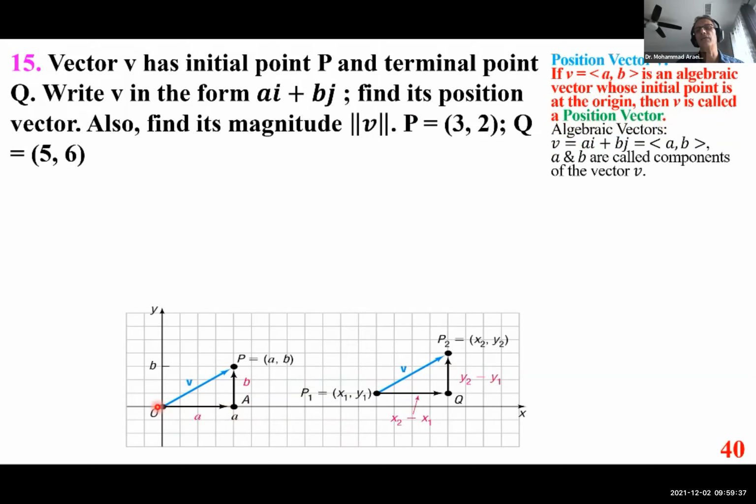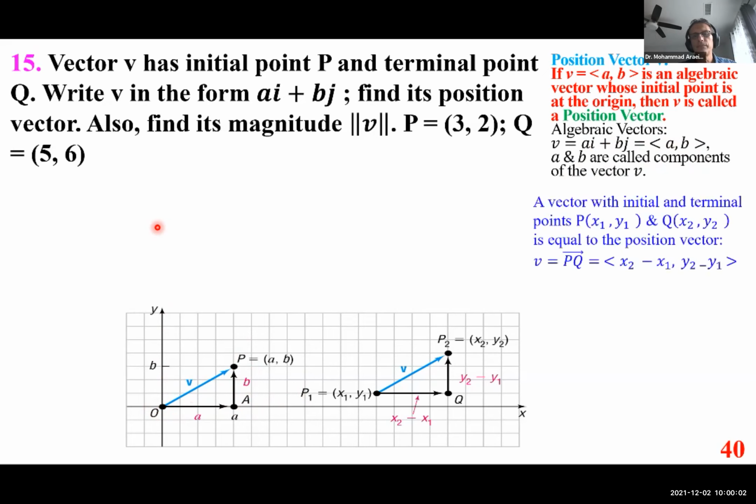So take a look at the graph. Algebraic vectors are written either in this form with I and J, or in this form with AB. And A and B are called components of the vector. In other words, A is the component along the x-axis, the horizontal axis, and B is along the y-axis, the vertical axis. A vector with initial and terminal points given as such, x sub 1, y sub 1, and x sub 2, y sub 2, is equal to position vector V, or vector PQ.